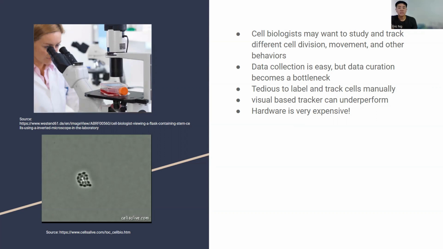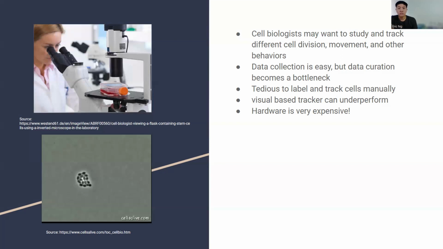This becomes a tedious task as these cells start to become smaller and more clustered together, as you can see on the left-hand image. Because of this, the data collection process may be easy, but the data curation process, where they're labeling these cells, becomes very difficult. With current solutions like visual-based trackers, the cells are really similar looking, and they're also very small and clustered together. It'd be very hard to actually segment them well with a visual-based tracker.